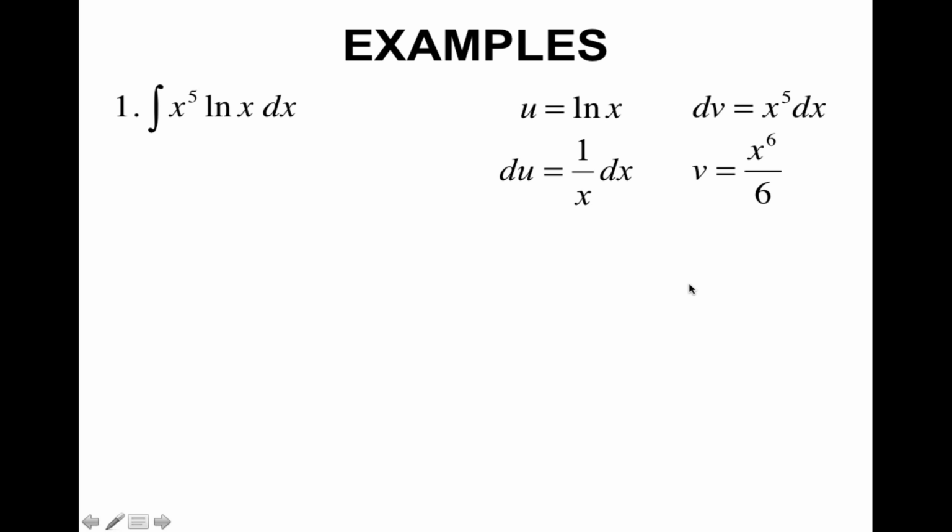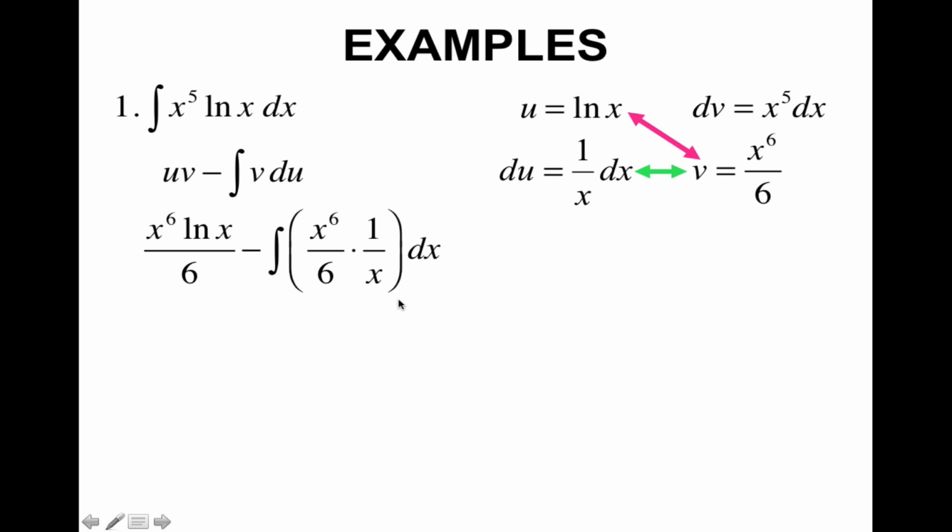So now, using integration by parts says that you are going to multiply u times v minus, then you're going to integrate v times du. The way that I always remember it is multiply the two that are across from each other and then integrate the two bottom ones.